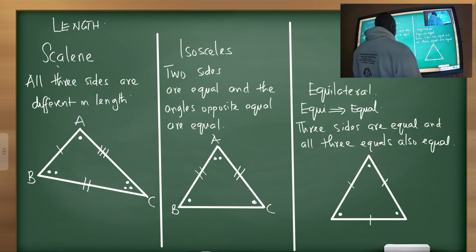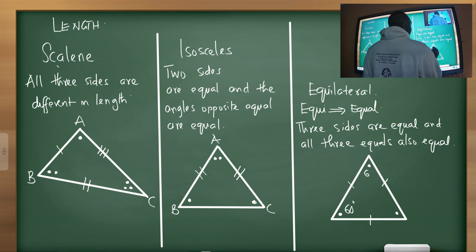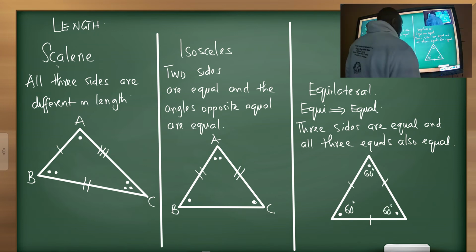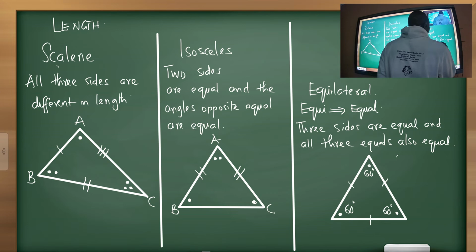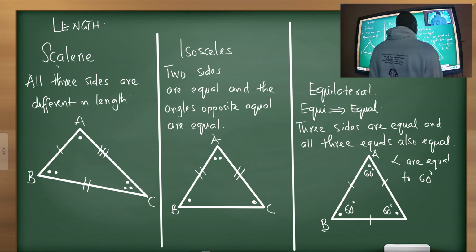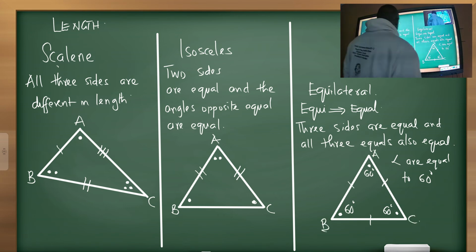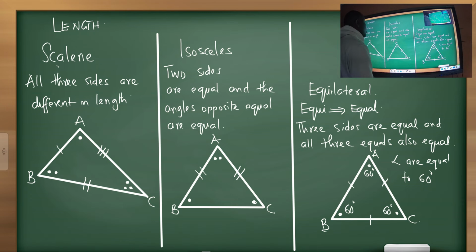Oh, by the way, it's okay to actually say that the angles here are 60 degrees each because they are equal. The sum of the angles would be equal to 180. All right, so the angles here are equal to 60 degrees. Let's label A, B, C. So that is the classification of our triangles.